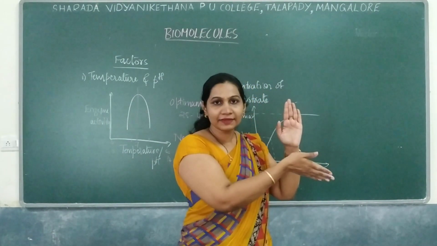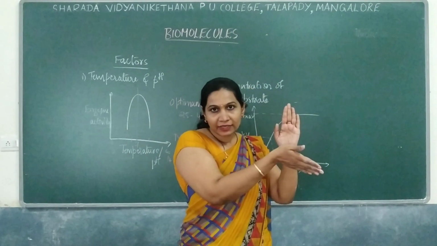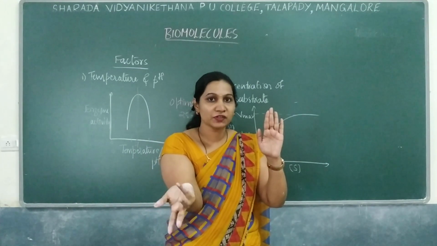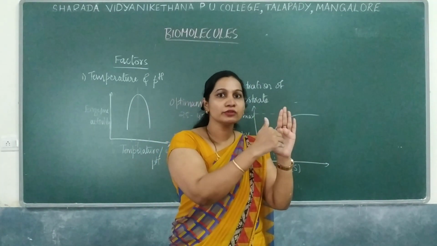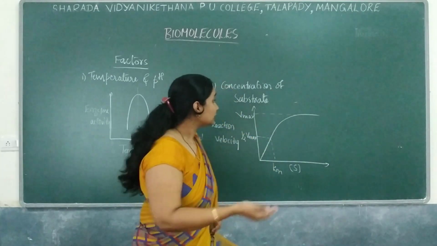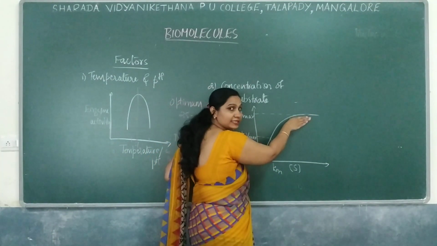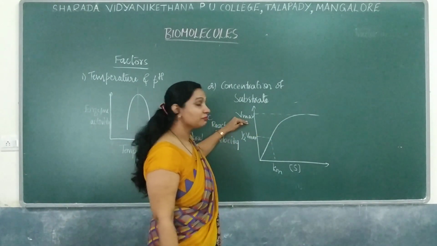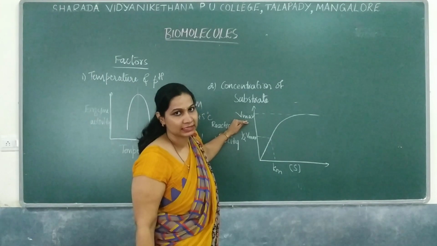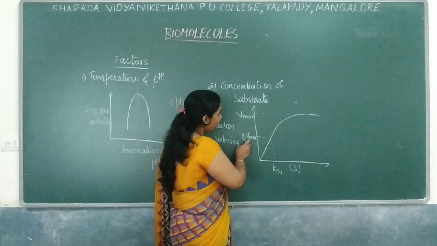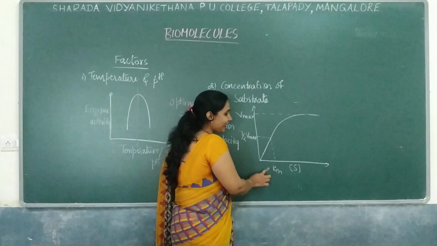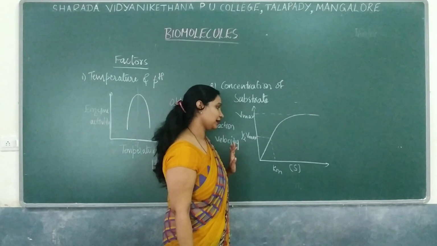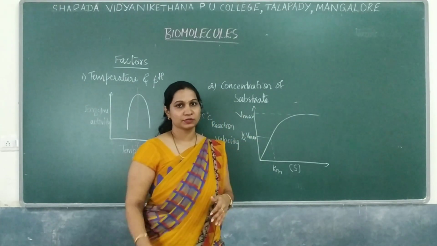When all the active sites are filled, after that there is no place for the substrate. So there is no binding. If there is no binding, there is no reaction. This shows that all the active sites are filled. So that is the maximum velocity, that is Vmax. Next, half Vmax is known as Km. Km refers to the Michaelis constant. So that is regarding the substrate concentration.